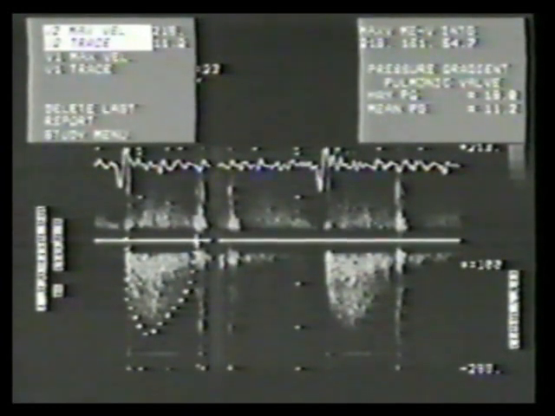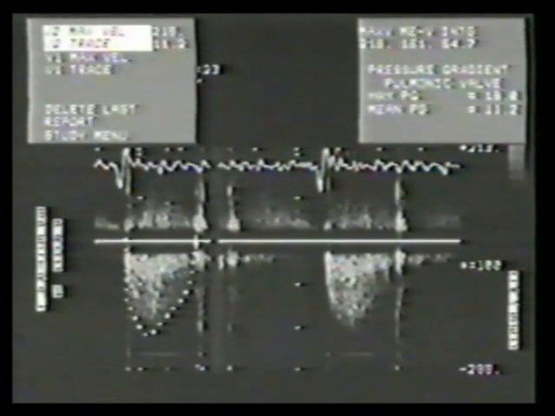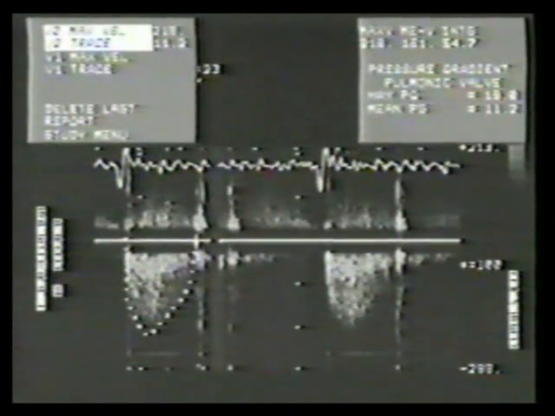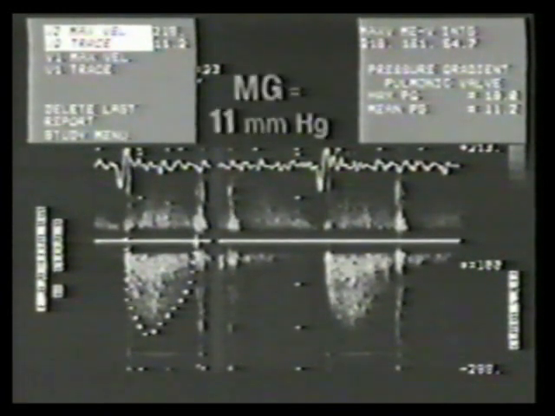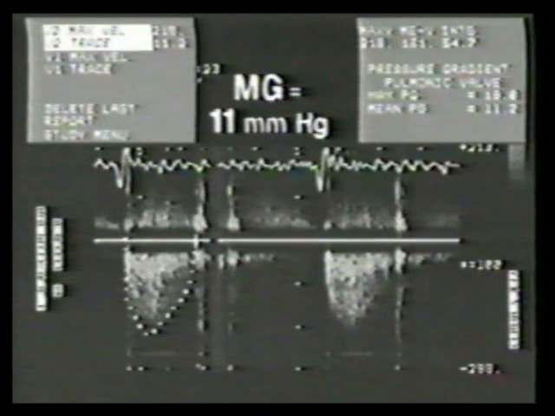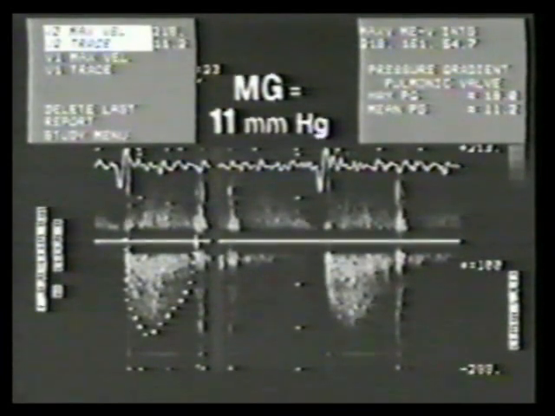Because of frequent difficulty in visualizing the pulmonary valve in systole, Doppler and color flow imaging are particularly valuable for the assessment of pulmonary stenosis. Here the same patient is being examined with a non-imaging probe placed at the upper left sternal border and angled laterally and superiorly. The maximum systolic velocity across the valve is 2.2 meters per second, which calculates to a maximum gradient of 19 millimeters of mercury. The mean gradient is 11 millimeters of mercury. Thus, Doppler verifies that this is mild pulmonary stenosis.